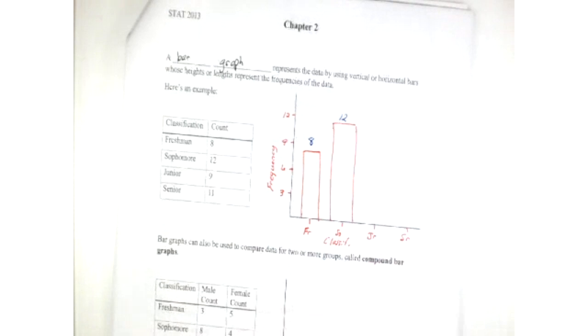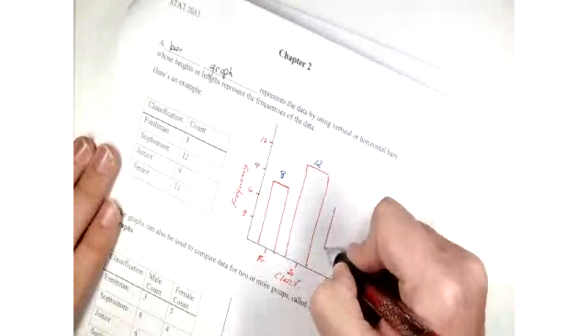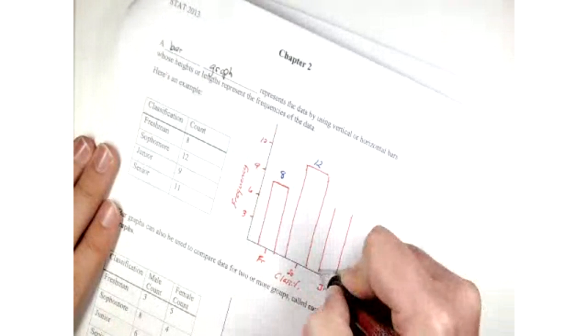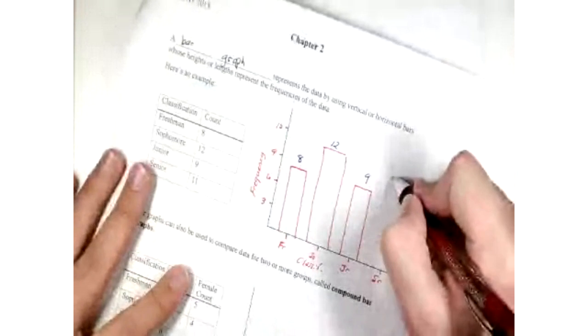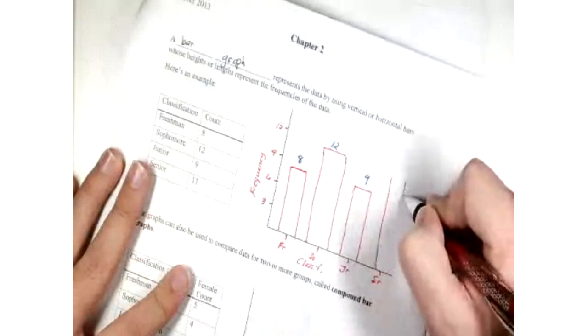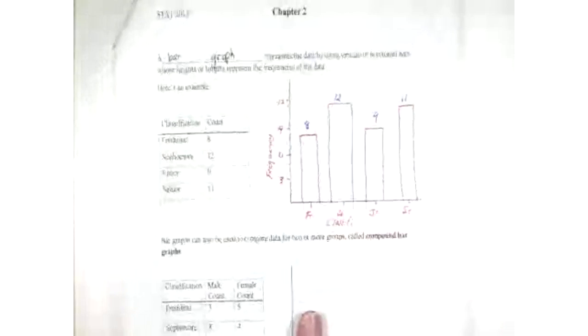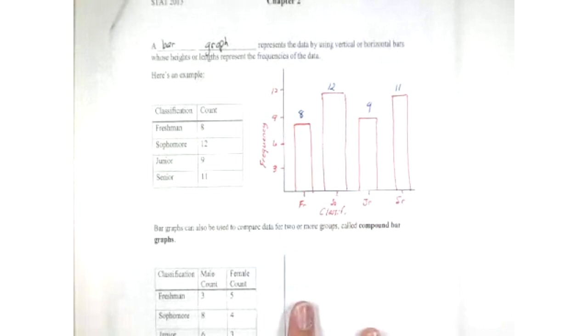For juniors, we have 9. So it's going to look like that. Go across. Okay, and so that will be 9. And then for seniors, we had 11. So that'll be around here. So, does everyone think they can make a simple bar graph?